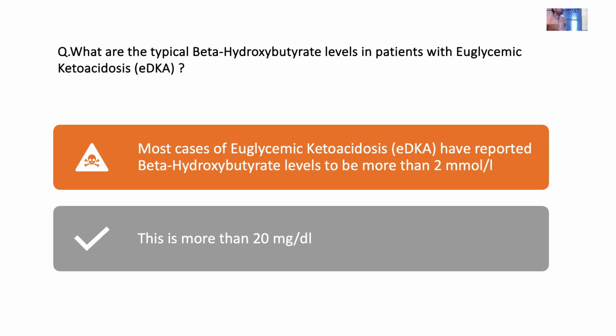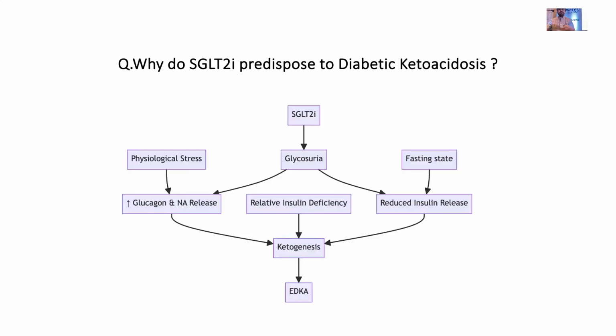By definition, beta hydroxybutyrate more than 2 millimoles per liter is considered high. If that 2 millimole is converted to milligram per deciliter, it's more than 20 milligram per deciliter. My laboratory uses milligram per deciliter, my meter uses millimoles per liter. So if you want to do that conversion, it is 1:10.